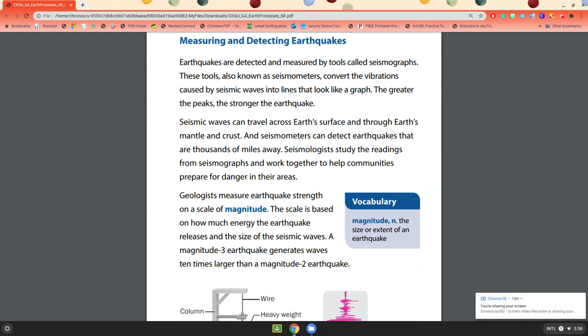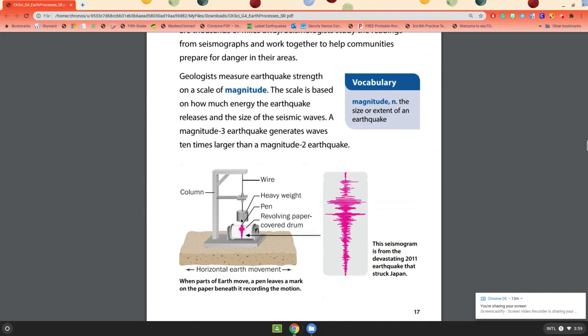Seismologists study the readings of the seismograph and work together to help communities prepare for danger in their area. Seismologists are the people who study earthquakes and volcanoes and things like that. Geologists measure earthquake strength on a scale of magnitude. The scale is based on how much energy the earthquake releases and the size of the seismic waves. A magnitude 3 earthquake generates waves 10 times larger than a magnitude 2 earthquake. Is it the Fujita scale? Oh, that might be for tornadoes, but anyway.